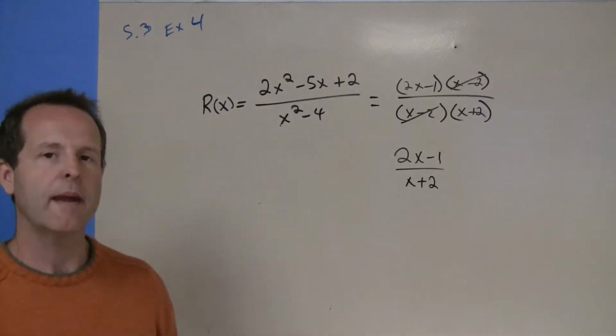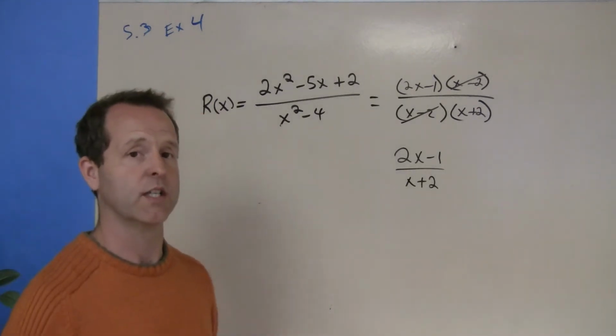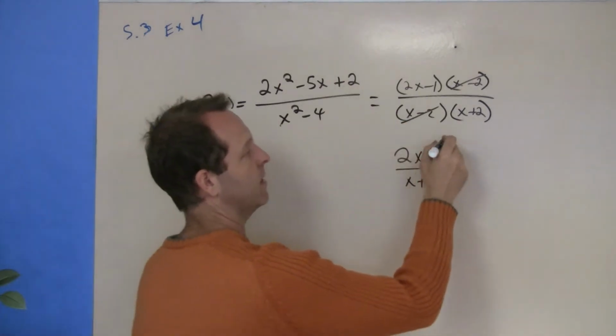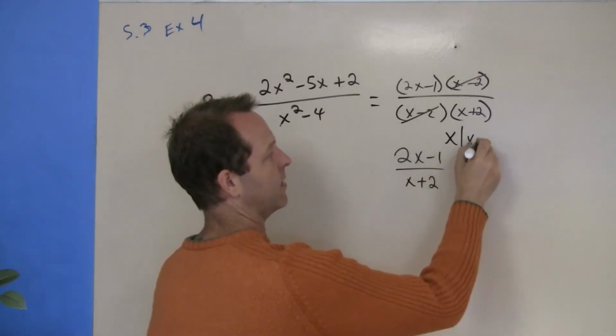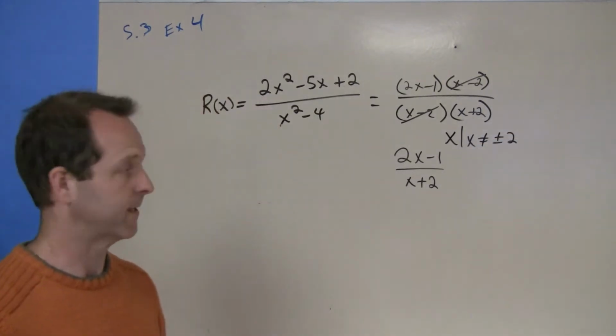Before I do that, I do want to make note of what my domain restrictions are. I will still have some domain restrictions even though we canceled out this x minus 2. So all x such that x does not equal plus or minus 2. Those are my domain restrictions.